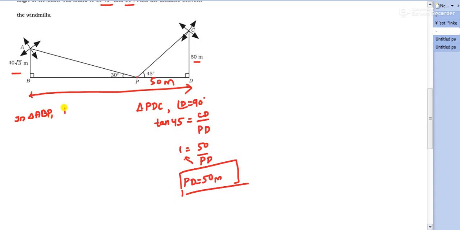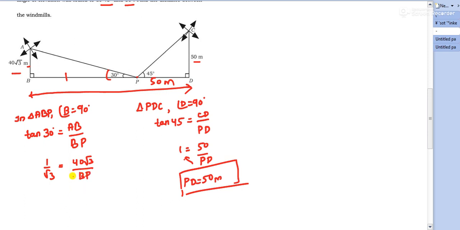ABP. What is angle B? It is 90 degree. Correct? So again you can use tan 30 degree is equal to opposite by adjacent. So what is the opposite side? This is AB and adjacent is BP. Correct? So tan 30 is 1 by root 3. AB is 40 root 3 divided by BP, which is unknown.